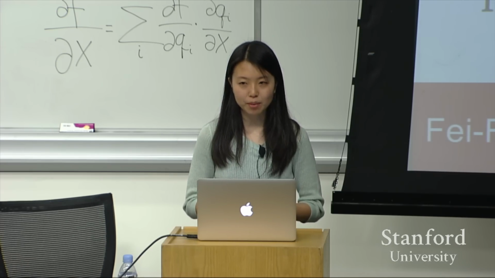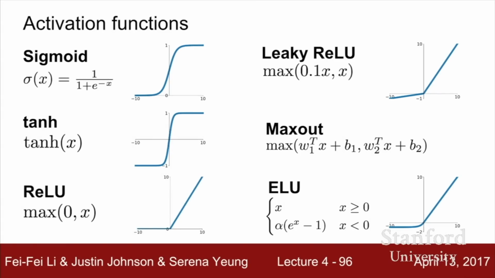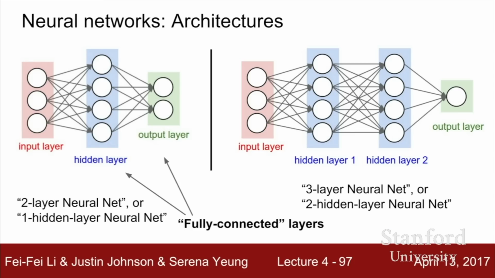Okay, so we talked about how there are many different kinds of activation functions that could be used. There's the ReLU that I mentioned earlier. And we'll talk about all of these different kinds of activation functions in much more detail later on, as well as choices of these activation functions that you might want to use. And we'll also talk about different kinds of neural network architectures.